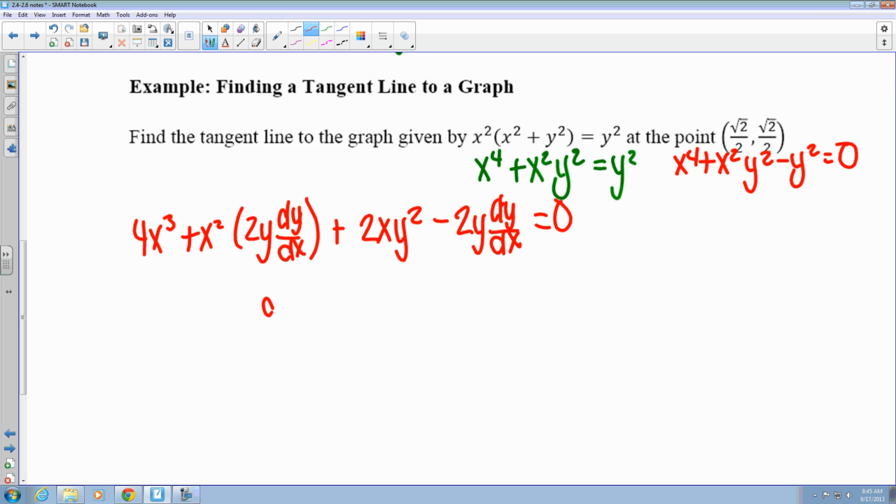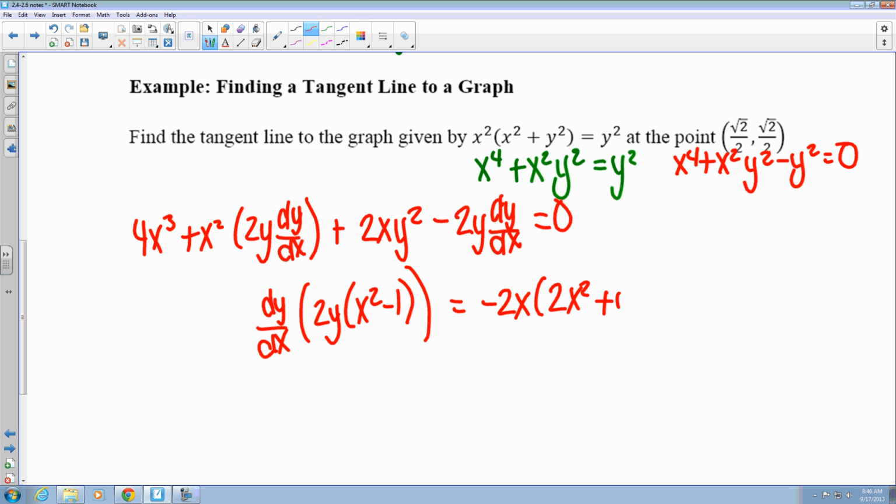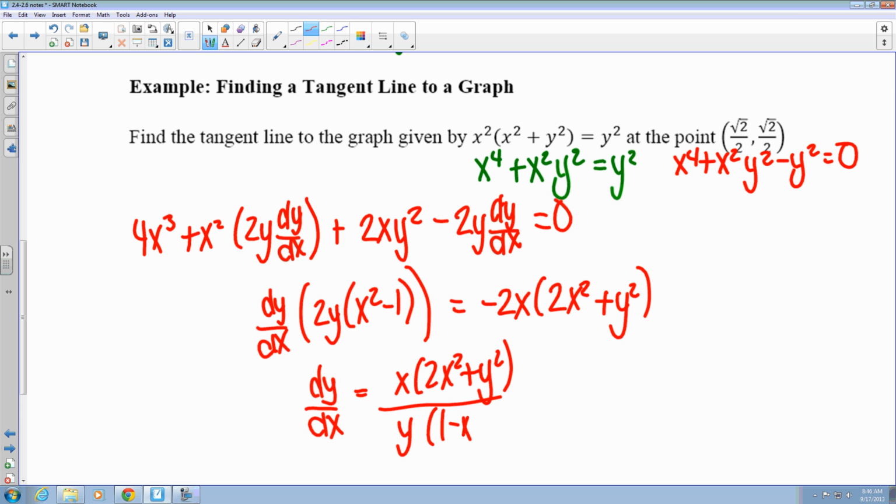Keep all the dy dx terms on the left side. We have 2y times x squared minus 1 equals negative 2x times 2x squared plus y squared. Dy dx is x times 2x squared plus y squared over y times 1 minus x squared. Now obviously I have simplified a little bit, taken 2's out where it's necessary. Now we want to know what the slope of this is at square root of 2 over 2, square root of 2 over 2.